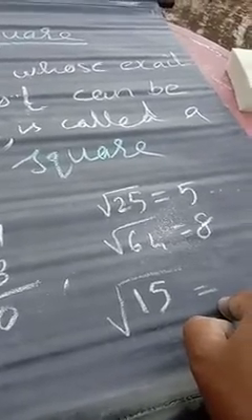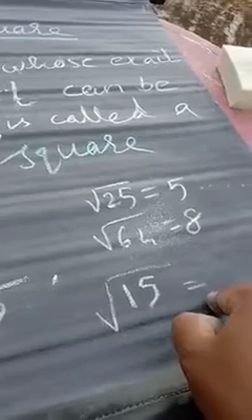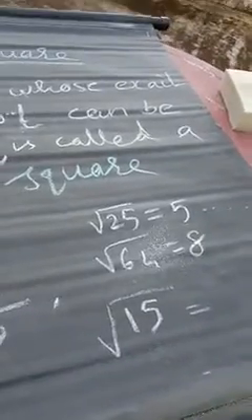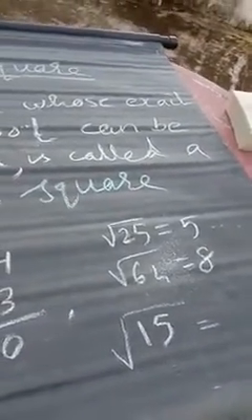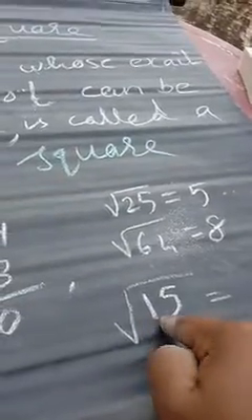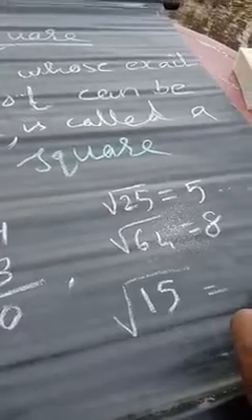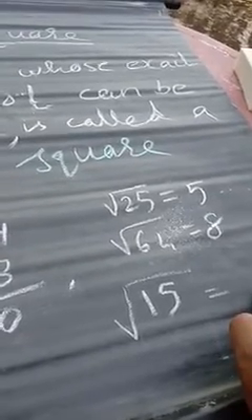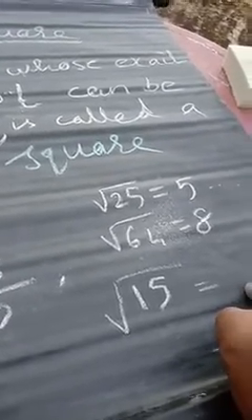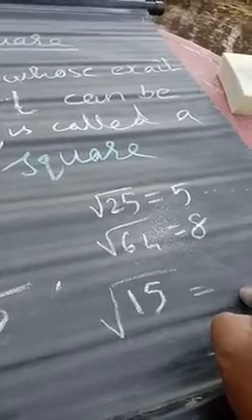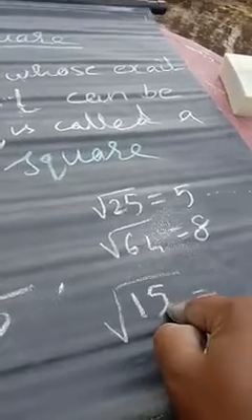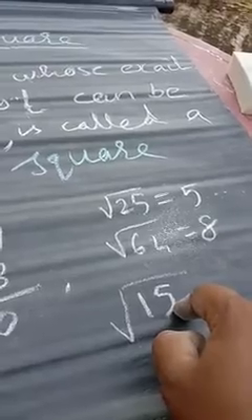Okay, the exact square root we can't find. For 15, we will get a decimal number. This is not an exact number. The square root of 15 is not an exact number. We can't find an exact number, we will get a decimal. That's why 15 is not a perfect square.